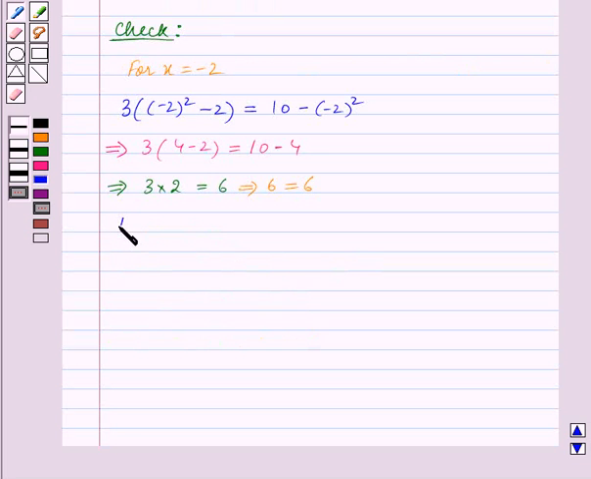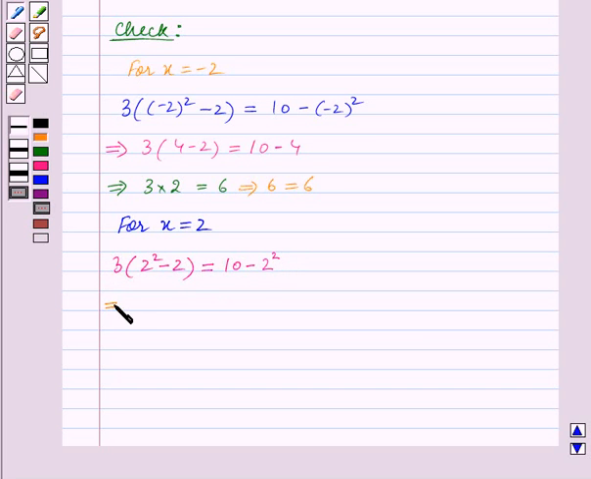Now we check for x is equal to 2. Now substituting x is equal to 2 in the given quadratic equation, we get 3 into 2 square minus 2 the whole is equal to 10 minus 2 square.